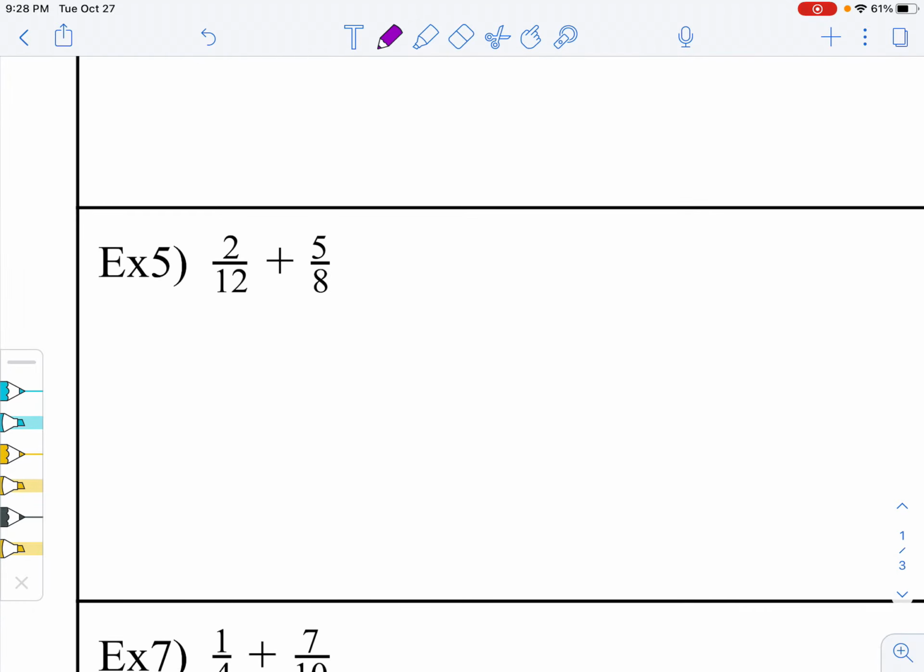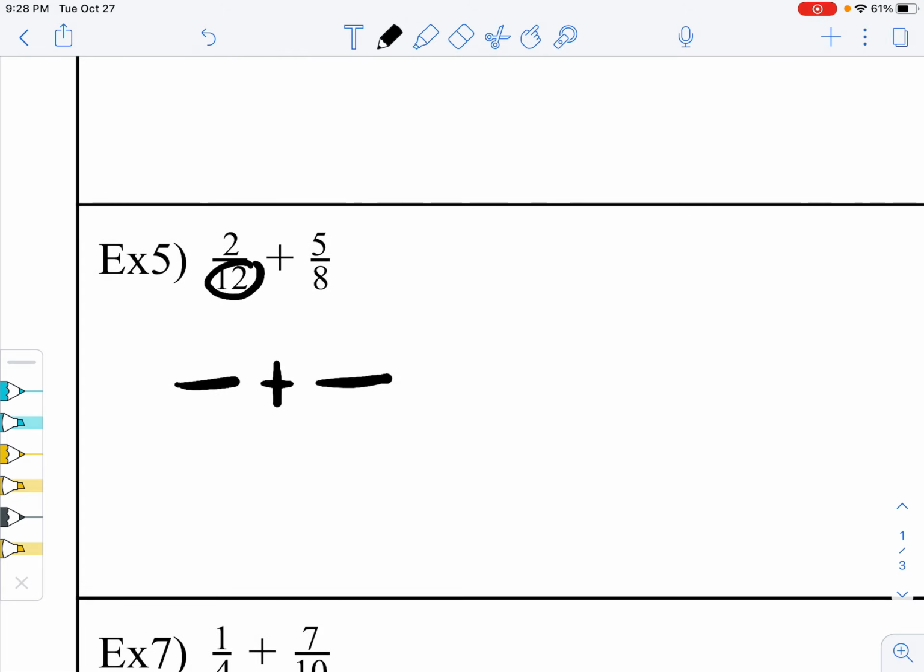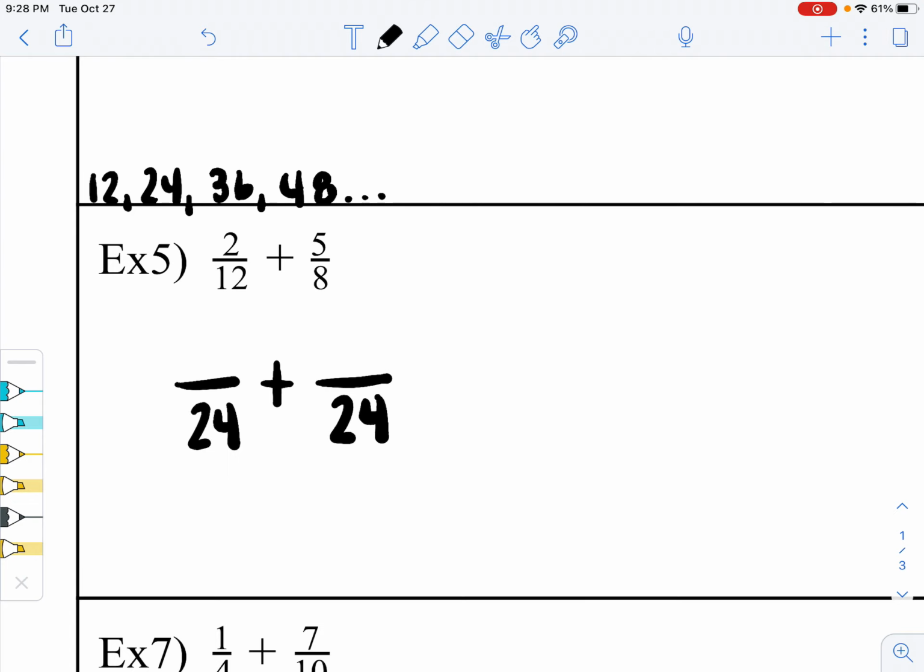In example 5, we have 12 and 8. We need a common denominator. So I'm going to make my new fractions. And I always like to look at the multiples of the bigger number. So the multiples of 12 are 12, 24, 36, 48, and so on. And I always start with the smallest one and see if the other number goes into them. Does 8 go into 12? No. Does 8 go into 24? Yes. So that is going to be our new denominator.